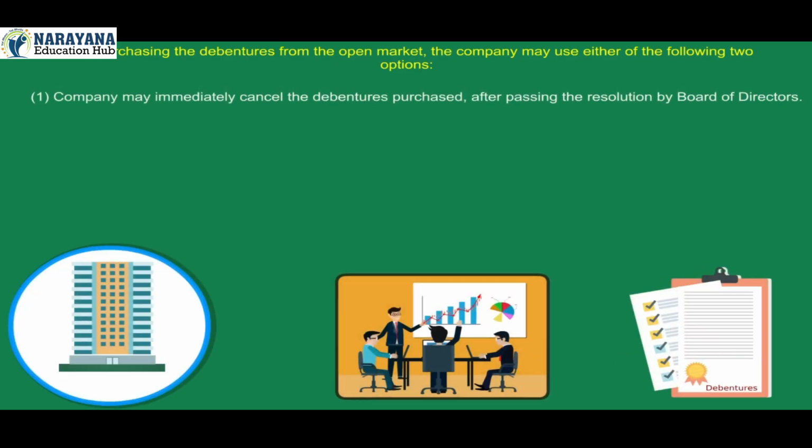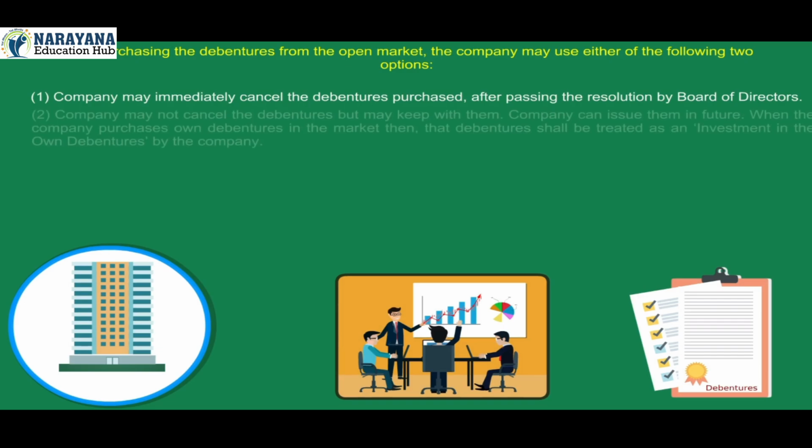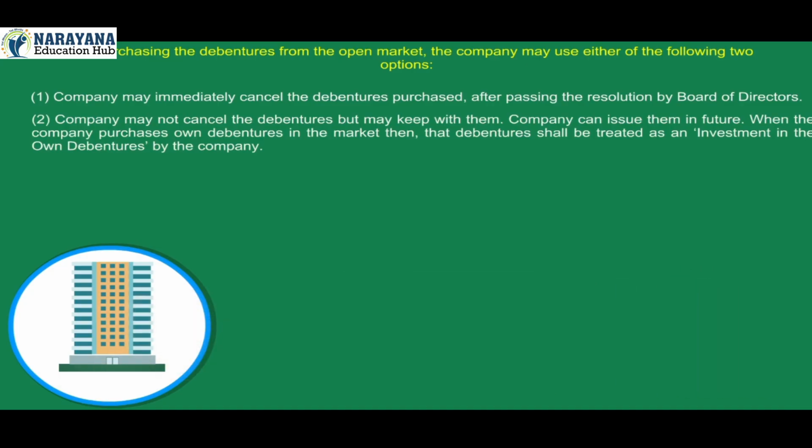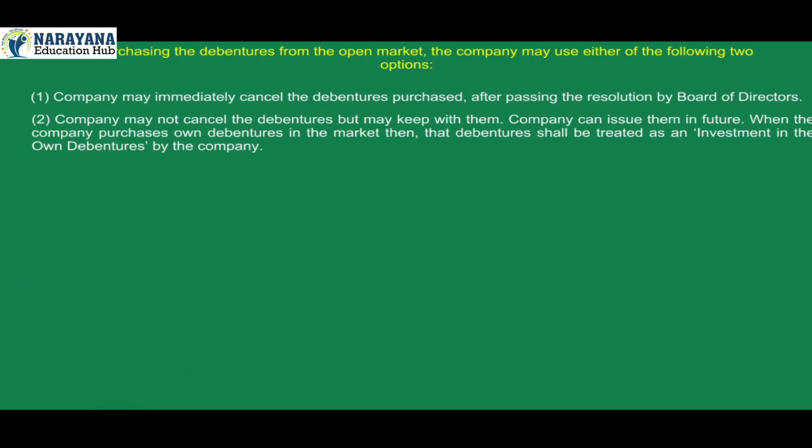After purchasing the debentures from the open market, the company may use either of the following two options. 1. Company may immediately cancel the debentures purchased after passing the resolution by Board of Directors. 2. Company may not cancel the debentures but may keep them. Company can issue them in future. When the company purchases own debentures in the market, then that debenture shall be treated as an investment in the own debentures by the company.